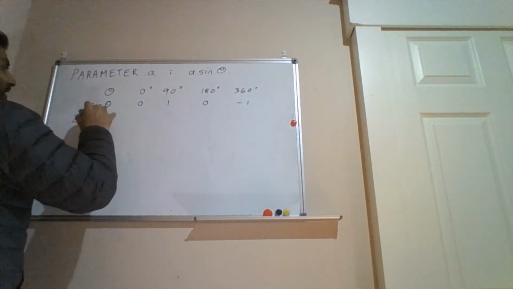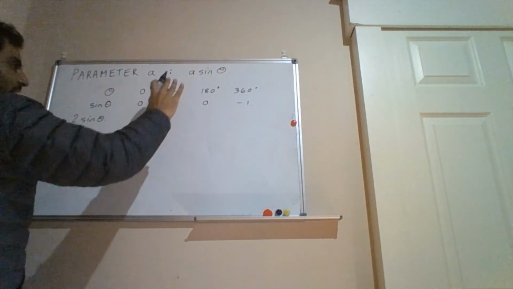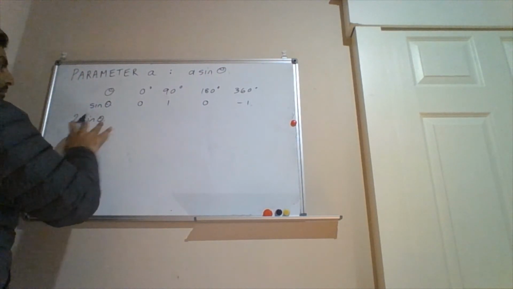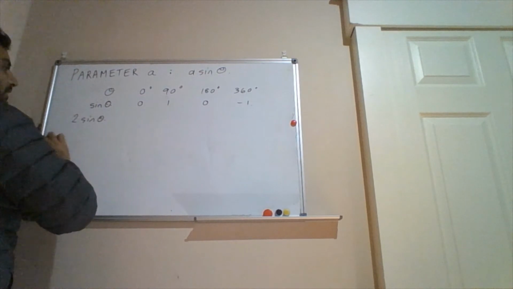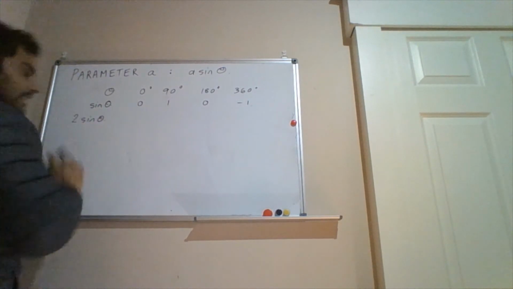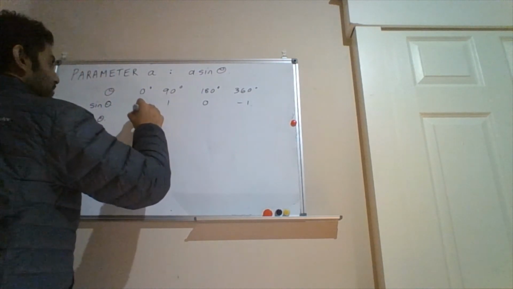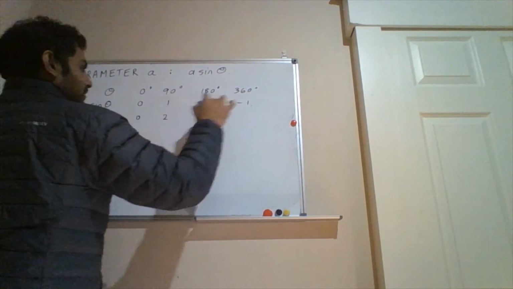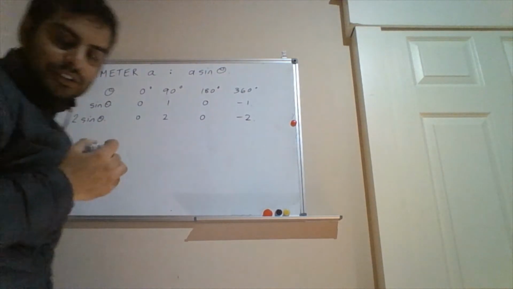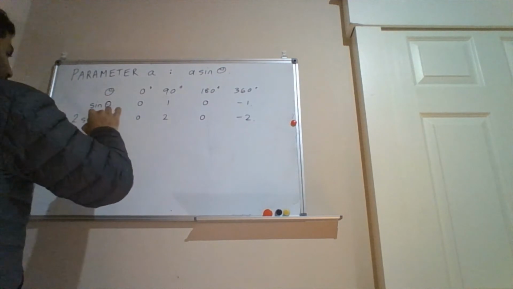And for 2 sine theta, all we're doing is multiplying these function values by 2. Okay, so we would plug in 0, get sine of 0, and times it by 2. We plug in 90 degrees, sine of 90, and times it by 2. So I'm just going to times everything here by 2. So 2 times 0 is 0. 2 times 1 is 2. 0, minus 2. So let's plot this and see how this parameter affects our standard graph.